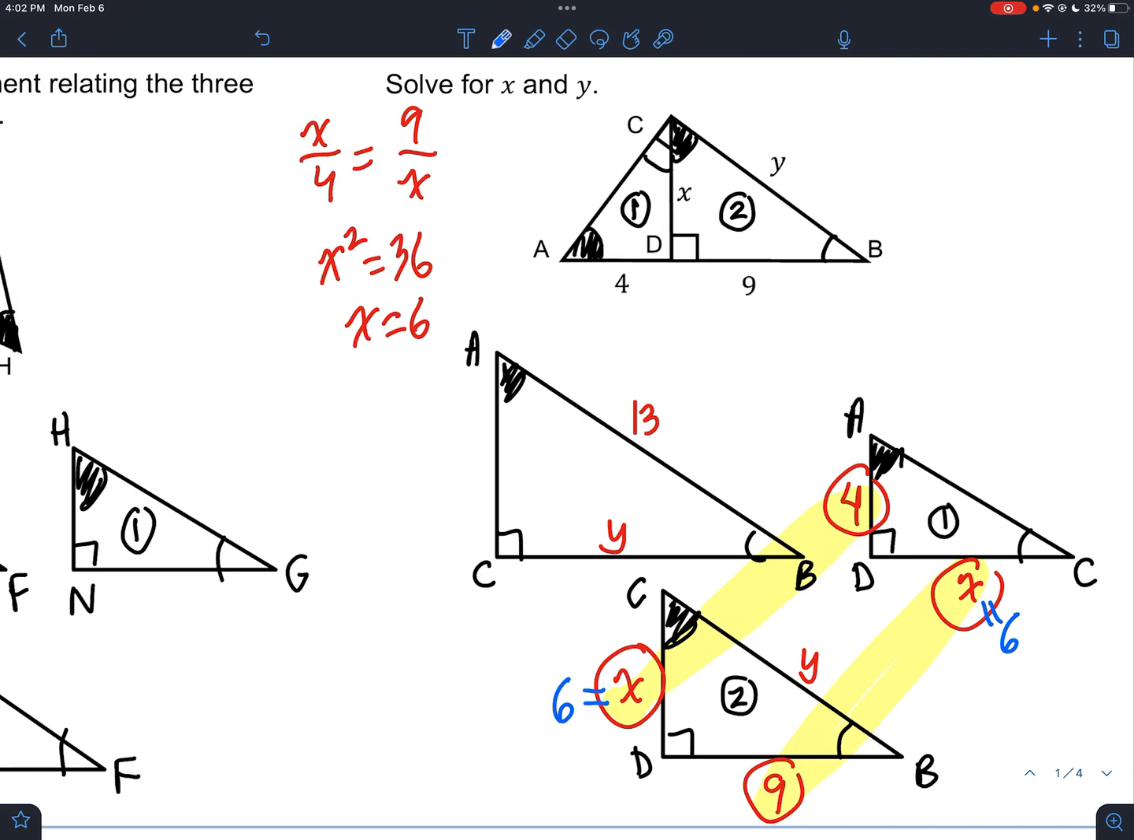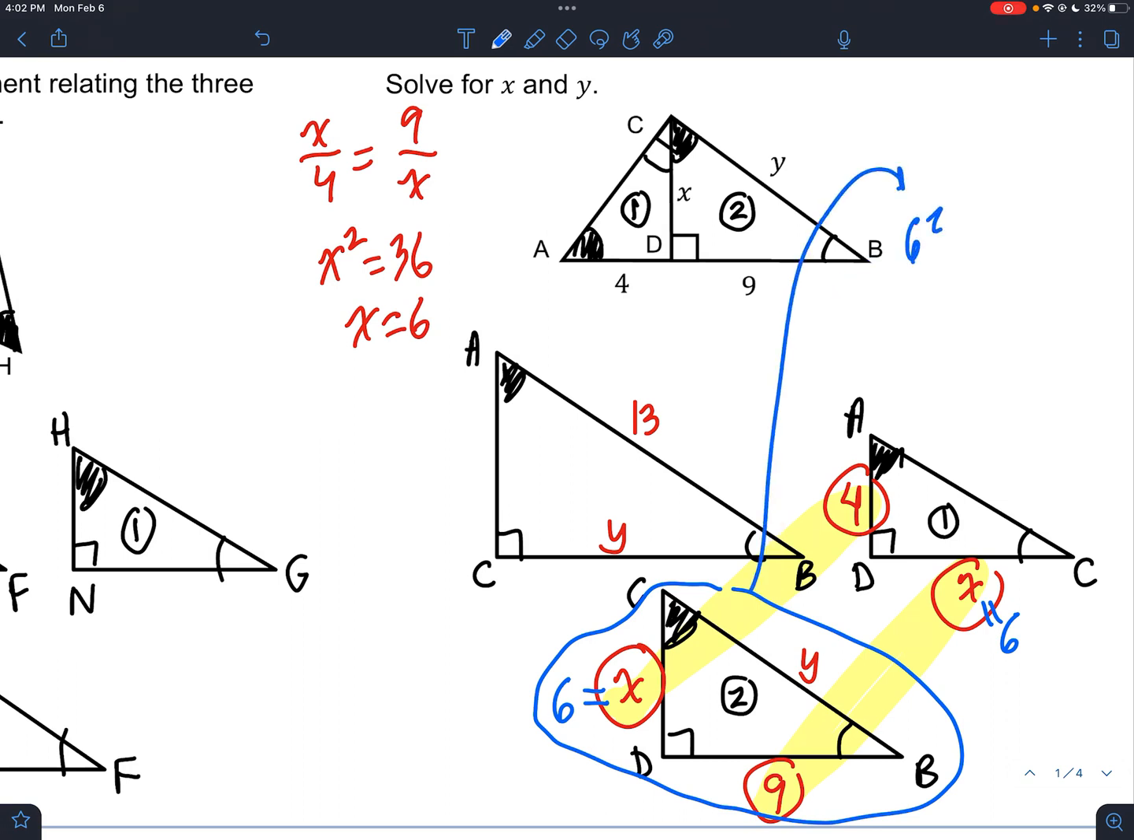And a huge tool with right triangles and sides is the Pythagorean theorem. So if I ever have a triangle that has all of its sides except for one, that's a big indicator to me. This one's nice, but I have no idea what the hypotenuse is. Whereas triangle 2 has a 6, a 9, and a y.